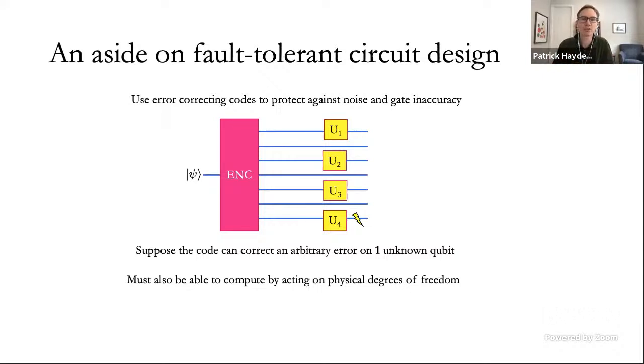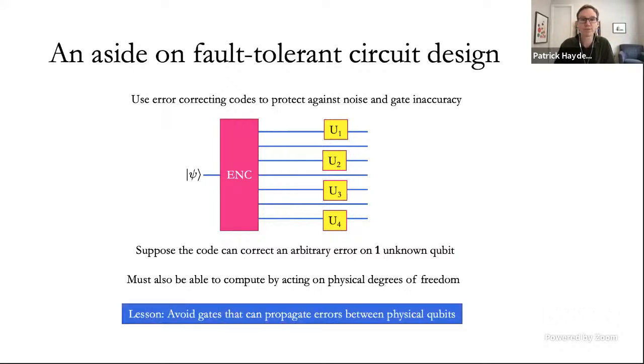And so this was an aside, I just want to seed this discussion in your minds. And the reason is going to be basically that the architecture that I'm going to propose seems to violate this rule of thumb that is often guiding our approach to designing fault-tolerant quantum circuits, which is to avoid gates that can propagate errors between physical qubits. Our architecture is going to be about as bad on that front as you could possibly imagine.